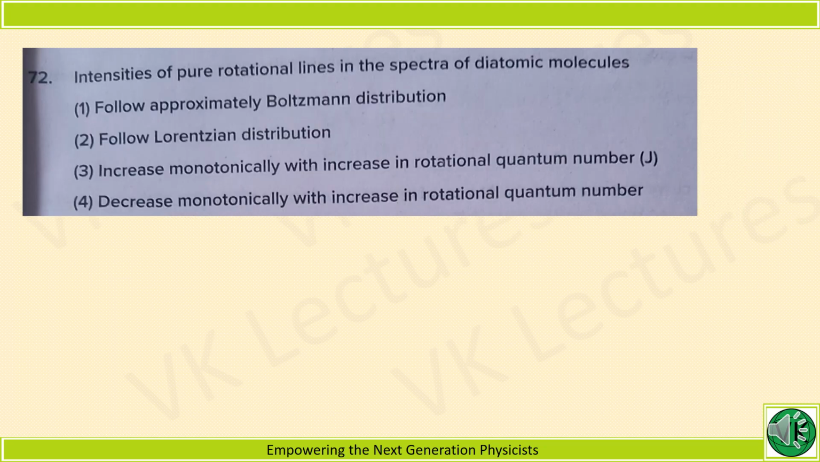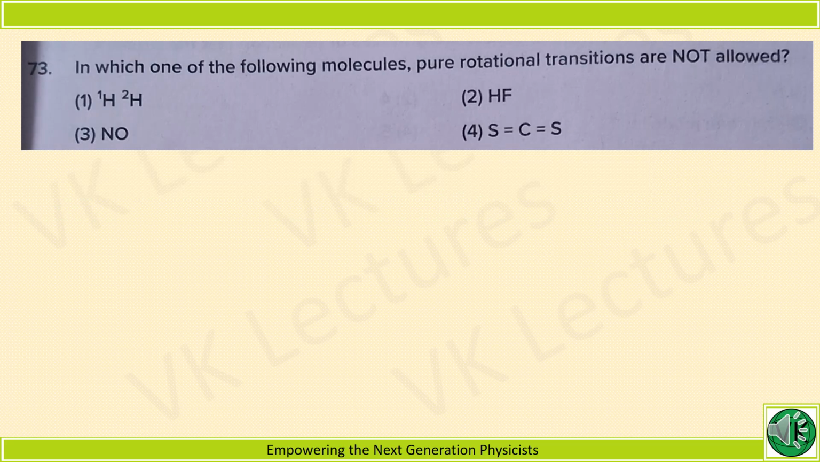The intensities of pure rotational lines in spectra of diatomic molecule approximately follow Boltzmann distribution. Which of the following molecules' pure rotational transitions are not allowed? The correct option is option 1, H1.